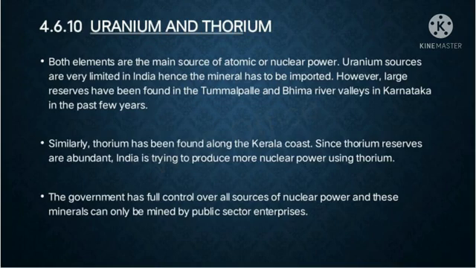The next mineral is uranium and thorium. Both elements are the main source of atomic and nuclear power. Uranium sources are very limited in India. Hence, the mineral has to be imported. However, large reserves have been found in the Tummalpalle and Bhima river valleys in Karnataka in the past few years.